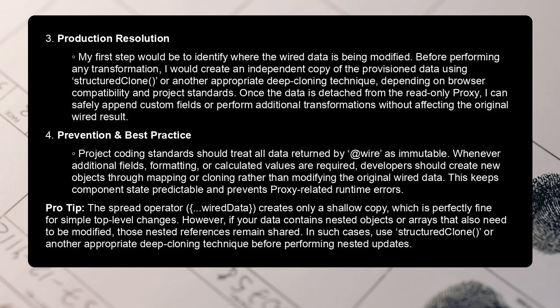4. Prevention and best practice. Project coding standards should treat all data returned by a wire as immutable. Whenever additional fields, formatting, or calculated values are required, developers should create new objects through mapping or cloning rather than modifying the original wired data. This keeps component state predictable and prevents proxy-related runtime errors.